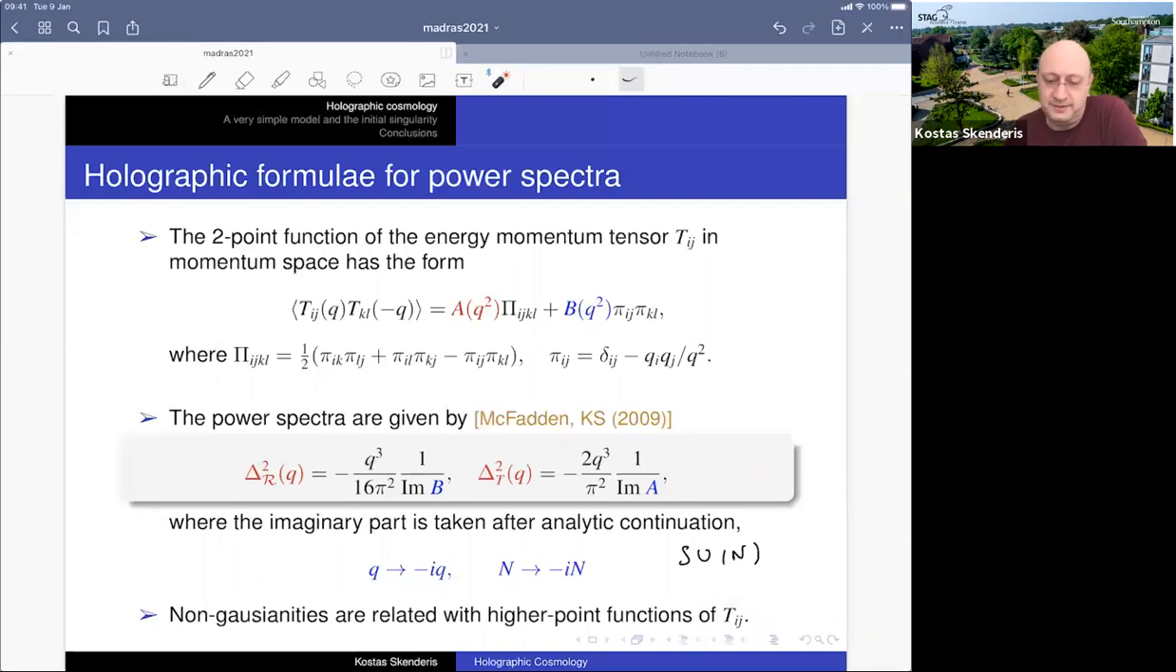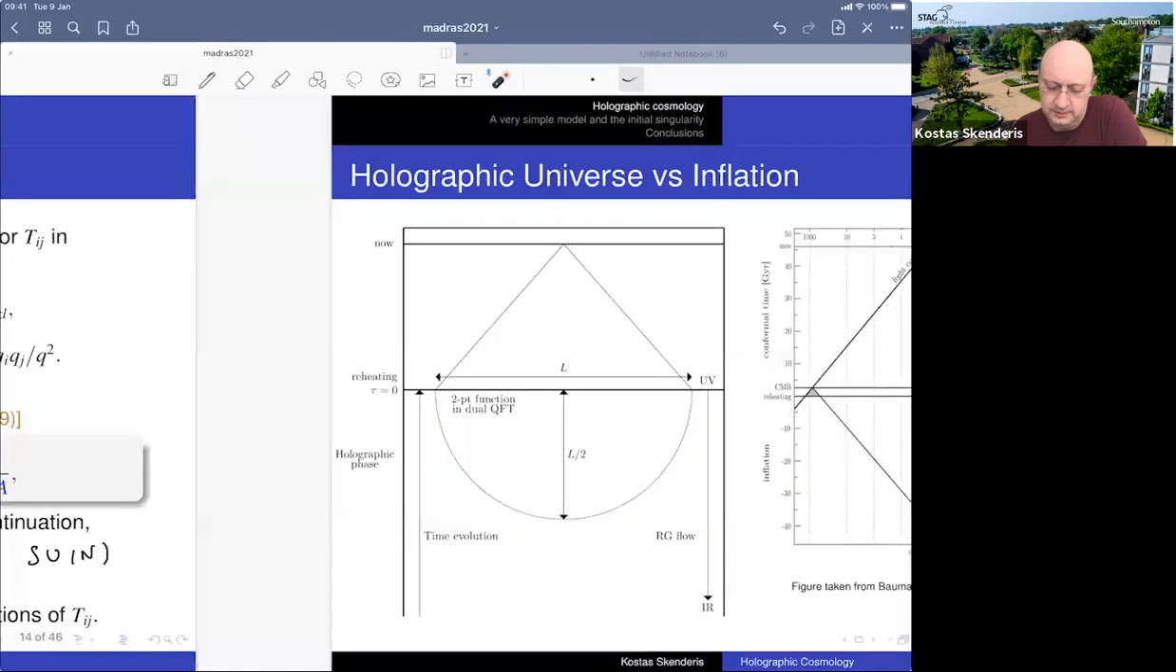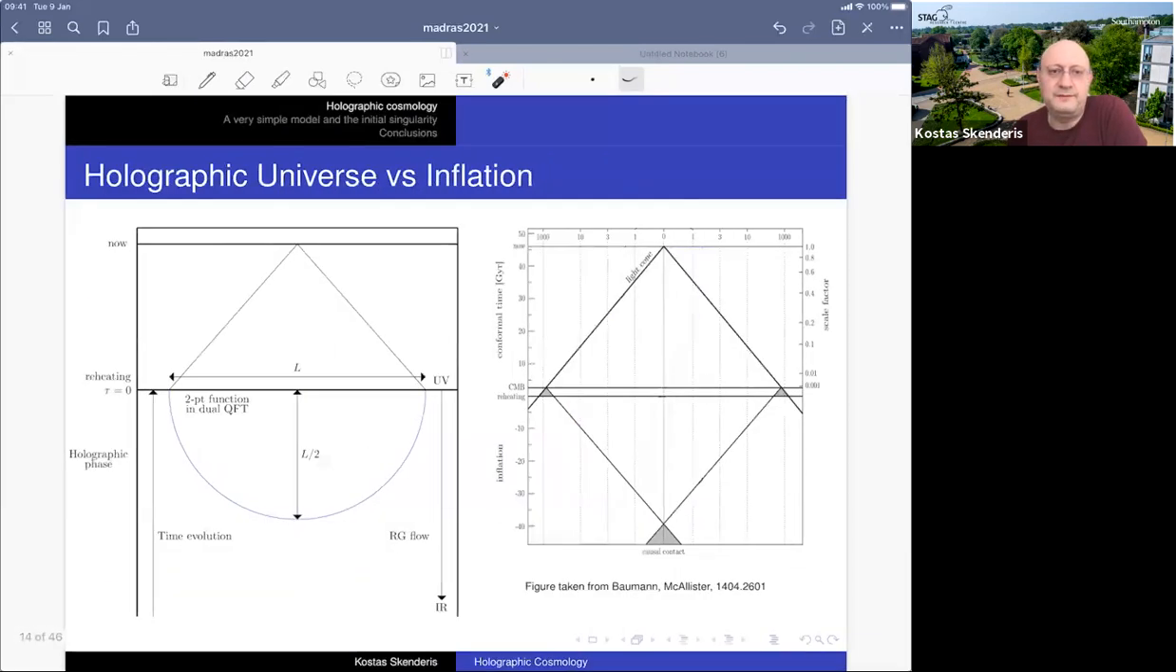Okay, so these are the formulas. Now, let me briefly describe similarities and differences between this holographic framework and more conventional inflationary framework. And let me start with inflation, which is on this slide over here.